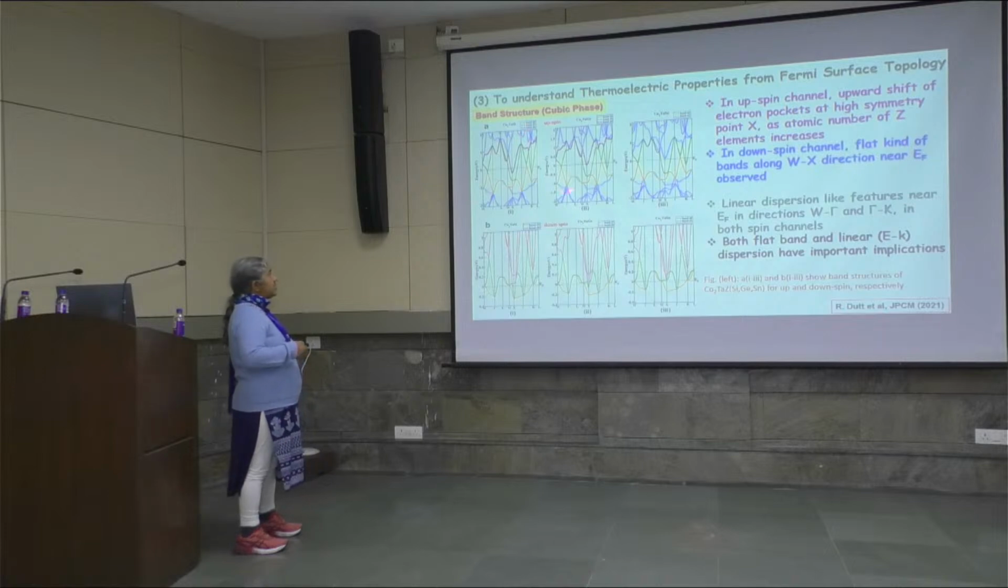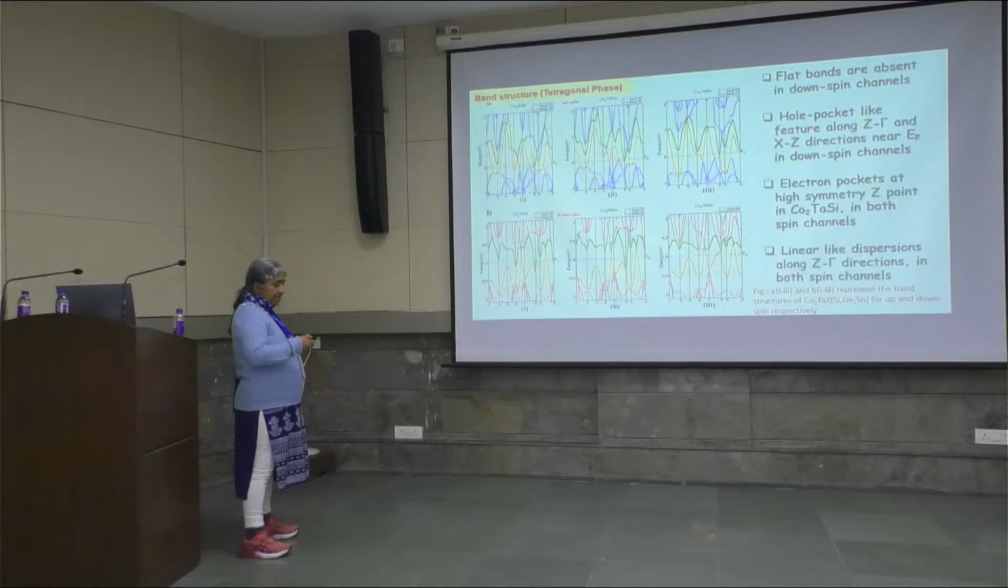So what we find, this is where I have plotted the band structure for the cubic phase: Co2TaSi, Co2TaGe and Co2TaSn, and these are the down spin, this is the up spin, because these are magnetic materials. In the up spin channel there are some upward shifts and some details, but I want to mention that we see some linear dispersion-like features very near EF in certain directions in both spin channels, and also flat bands, because here I have talked about flat kind of bands too. Both flat bands and linear kind of dispersion have important implications, which I am not talking about here, but I just wanted to mention.